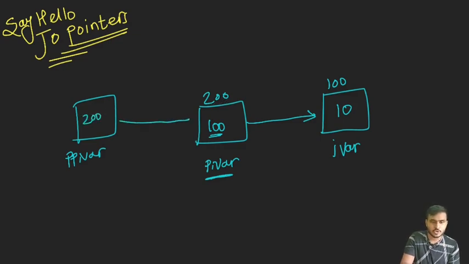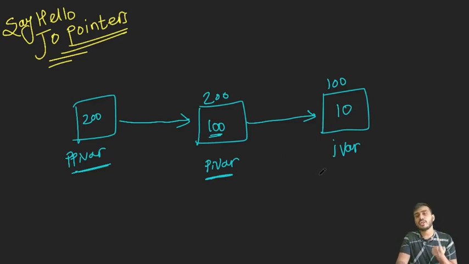So this ppivar is nothing but a pointer to pivar. I hope now you have understood how this entire hierarchy, this chain of pointers to pointers, is getting created. So pivar is a pointer to ivar, and ppivar is a pointer to pivar.